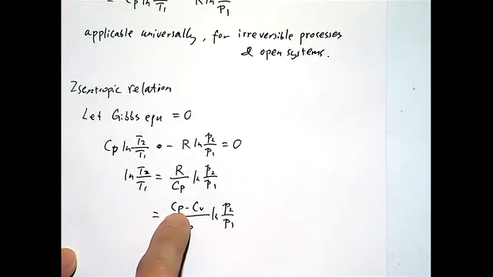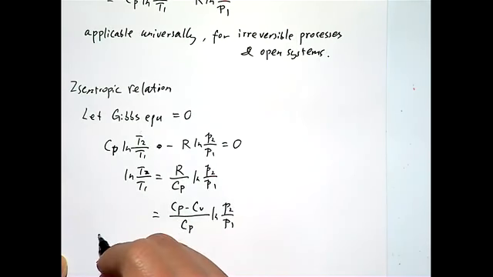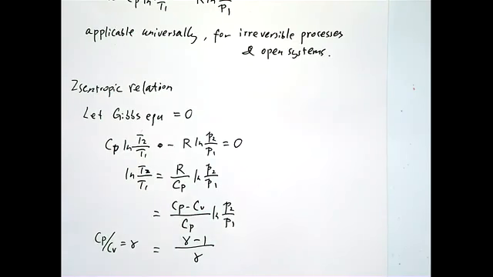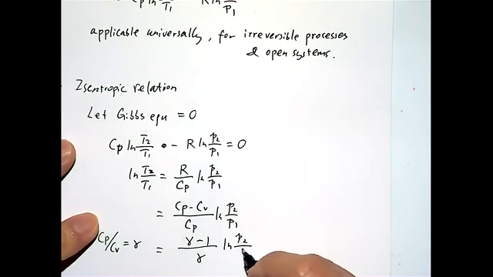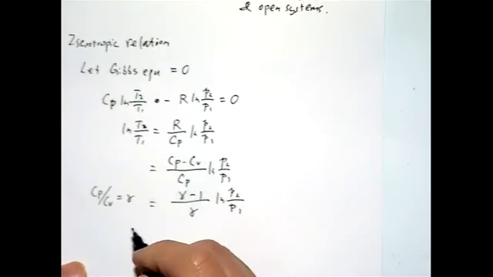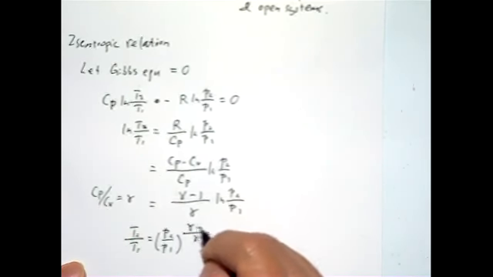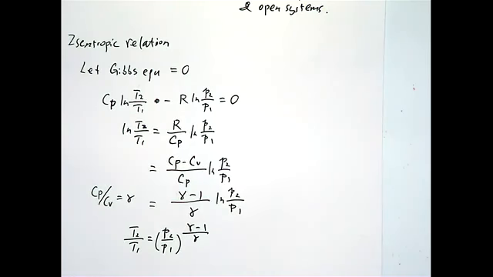If we divide every term here by Cp, then we bring in the definition Cp over Cv equals gamma. Then we have gamma minus 1 over gamma times log P2 over P1. Then we can find the relation between the temperature and the pressure in this form. All right, so that's the first equation.